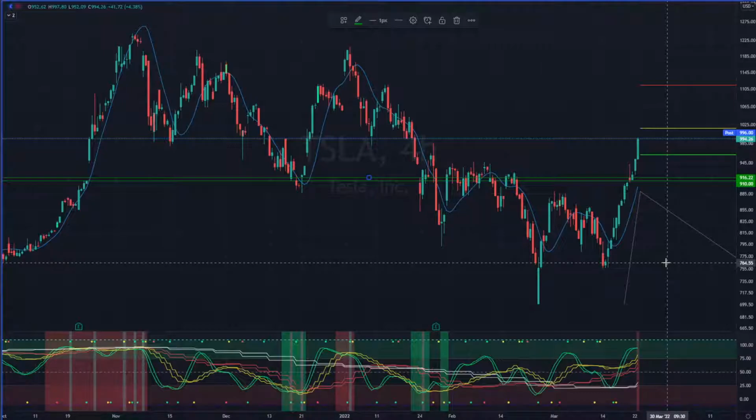Now, certainly, we're sitting here. The market is now closed. Tesla closed at 994.26. I believe that if Tesla closes above 1,000, it's going to go to 1,050. I want to talk about why I think that and where that's coming from.